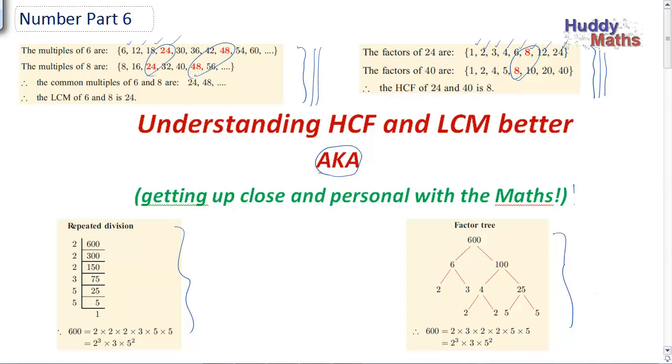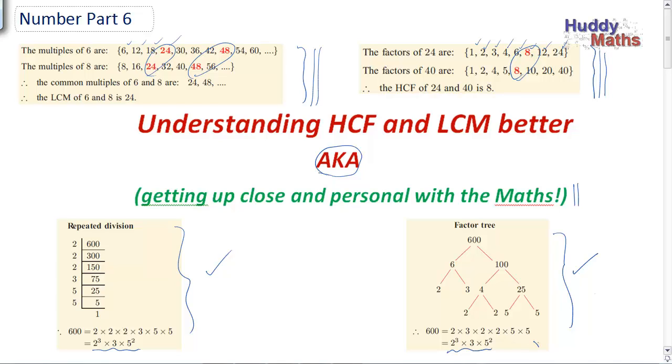Let's see if we can get up close and personal with the numbers and see what they are really made of. And of course, maths is fun if you can get up close and personal with it and actually see what's going on. So that's where these two come in. Do you see that? 600, breaking it down, we're really seeing down here what 600 is made up of in terms of prime factors. We might be able to compare numbers from those basic properties, I guess you'd say.